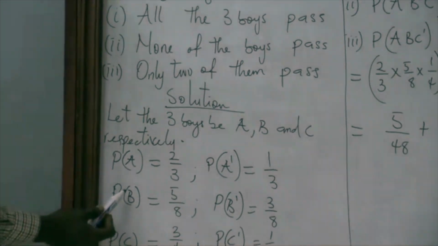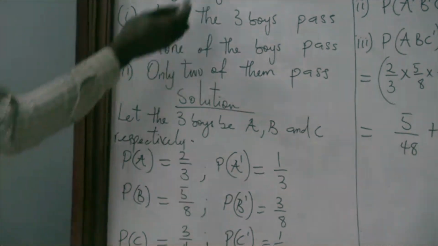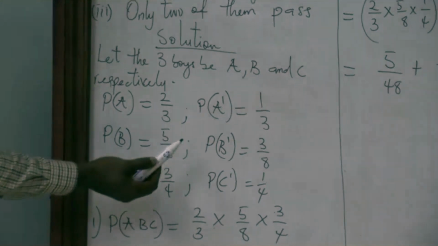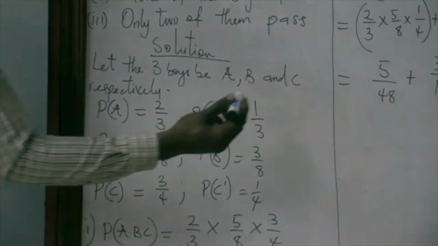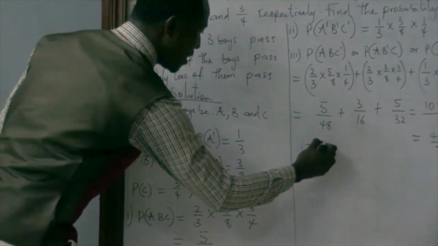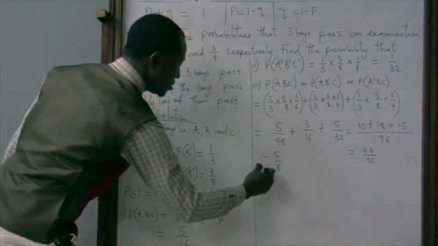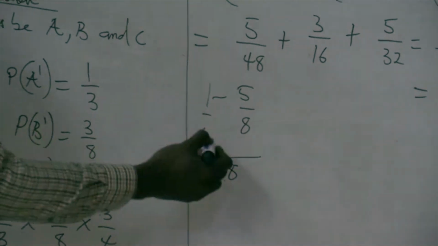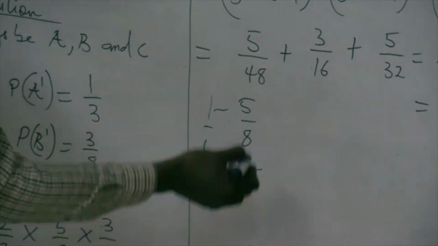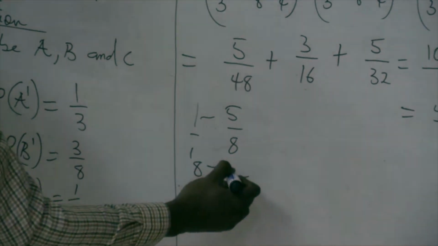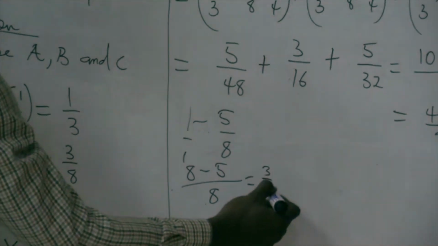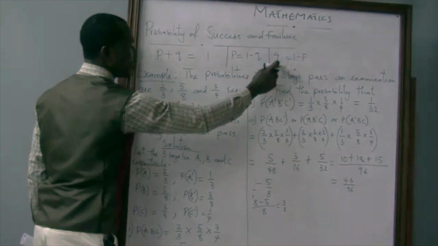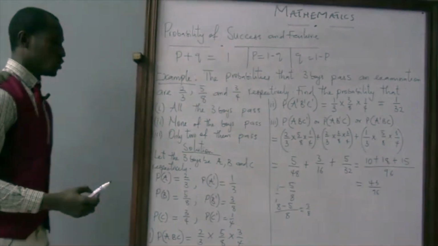So probability that B will pass is 5 over 8. So what's the probability that B will not pass? 8 minus 5, that's 3. So that's 3 over 8. Just like saying 1 minus 5 over 8. That is going to give us 8 as the common denominator. Then 1 times 8 is 8. 8 times 1, 8. Minus 5 times 1, 5. So that gives us 3 over 8. Don't forget, this is what I'm using now. Just P is 1 minus Q. Q is also 1 minus P.